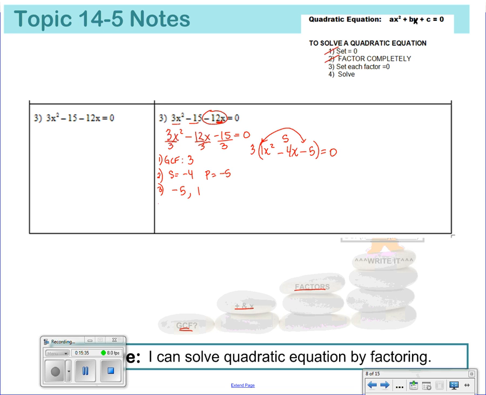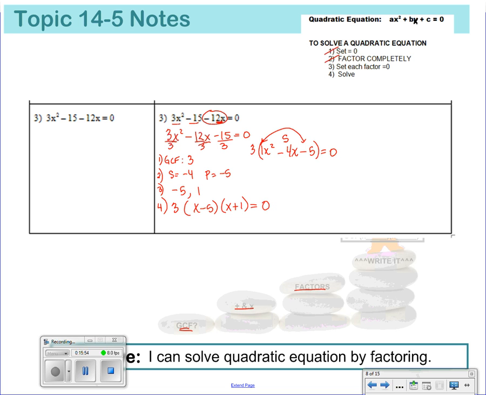And so last then, I write it in factored form. So I have 3 out front, and then x minus 5 and x plus 1. They all have to multiply together to give me 0. So now we have factored completely.